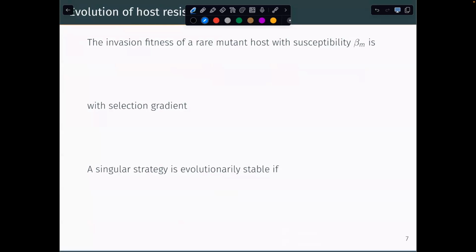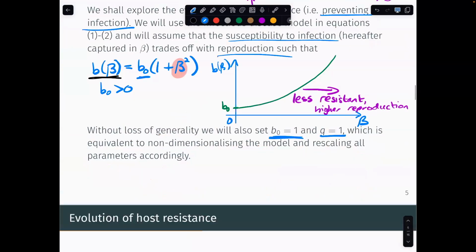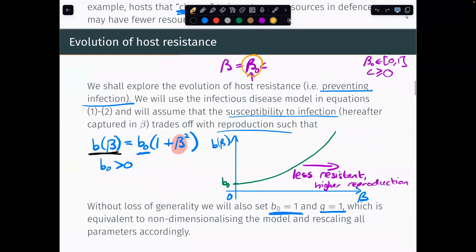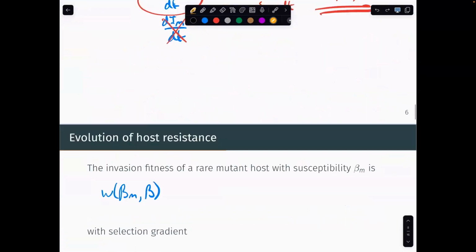So what's our invasion fitness? Well, our invasion fitness of a host with, I'll refer to this as susceptibility. Susceptibility and resistance are essentially the same thing. Remember, this is capturing our transmission rate as well, but what we're really doing is thinking about either this beta naught is evolving or this C. I'll focus on this as a beta naught. So you can think of its probability of being infected, given that it comes into contact with someone who's infected.